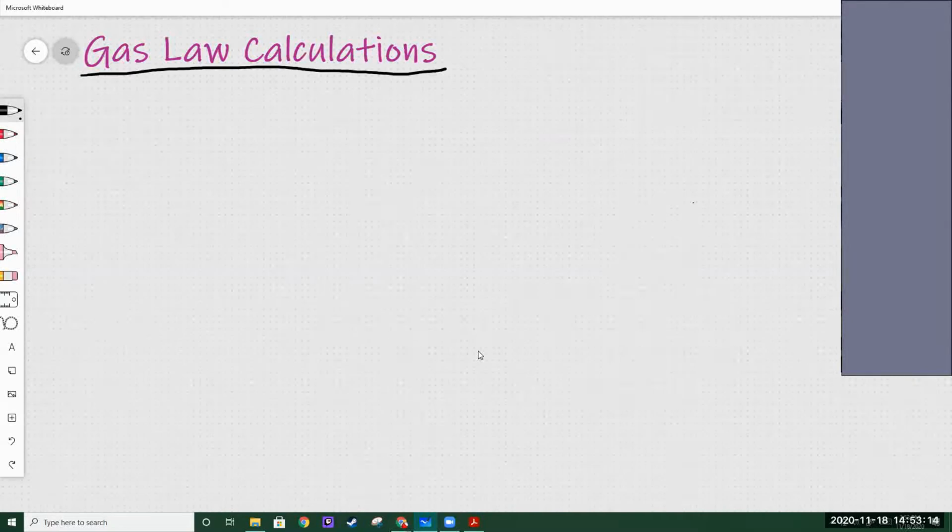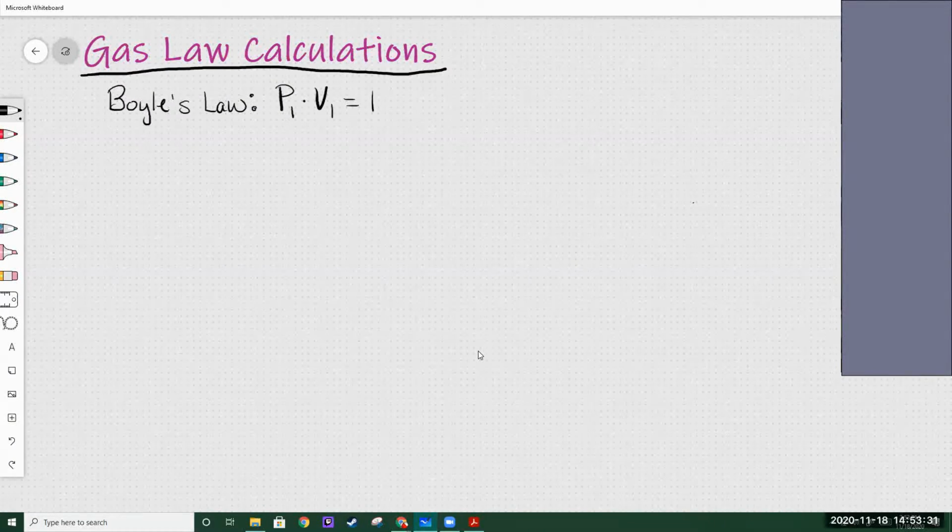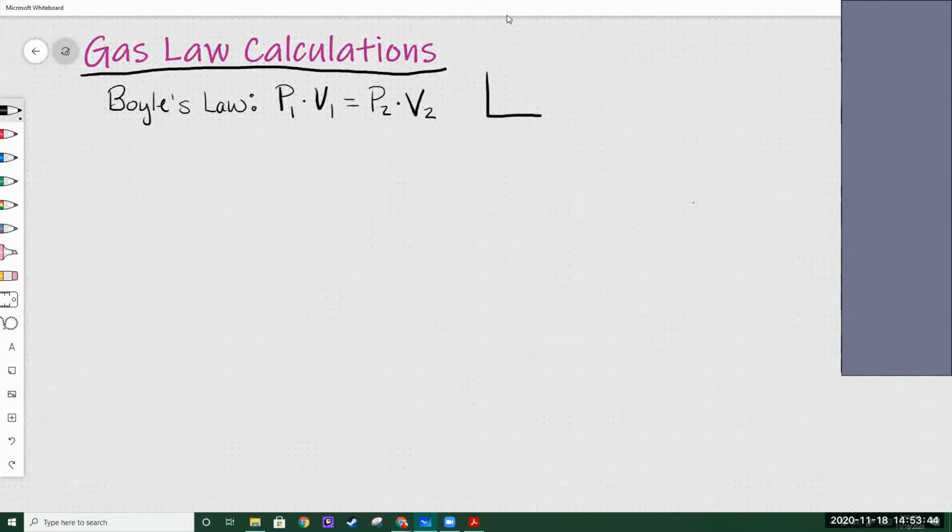So the first one is Boyle's law. The formula for Boyle's law is P1, pressure 1, times volume 1 is equal to pressure 2 times volume 2. If you were to look at a graph for Boyle's law, since pressure and volume are inversely proportional, when one goes up, the other one goes down. Remember that this is the type of graph you should see.